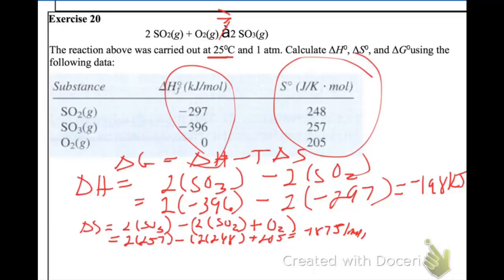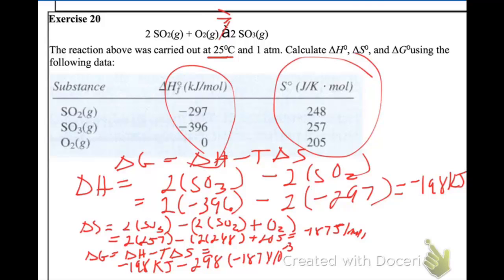Note that delta H is in kilojoules, delta S is in joules. Delta G is going to be delta H minus T delta S. I change the T to Kelvin. Now the thing that I do here is I just take that value in joules that I had here and I say times 10 to the minus third kilojoules. Okay? And when I do that, I end up with negative 142 kilojoules per mole.